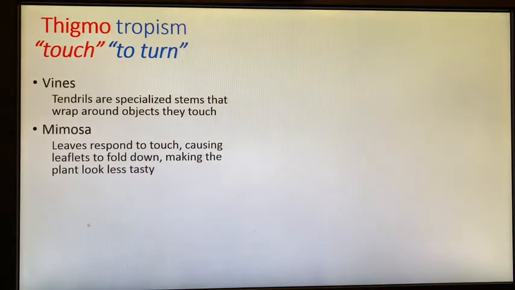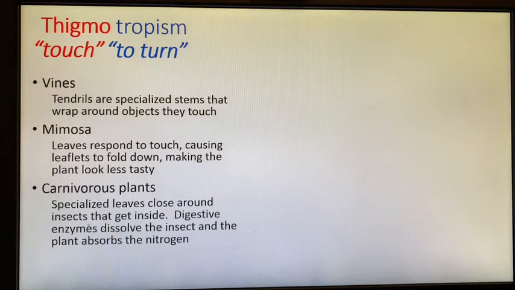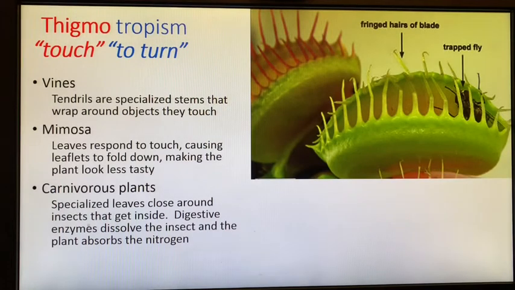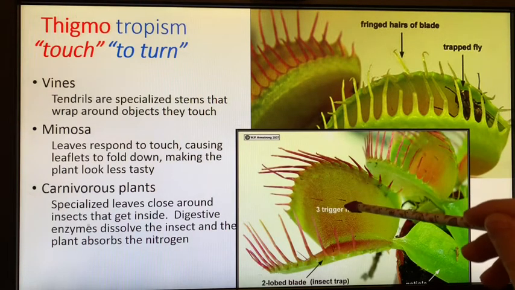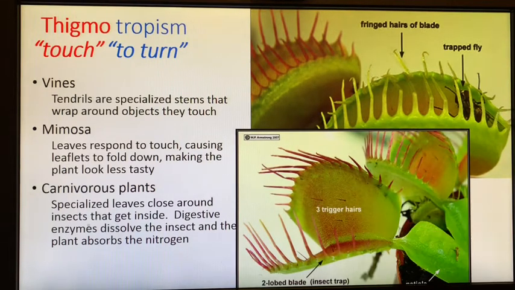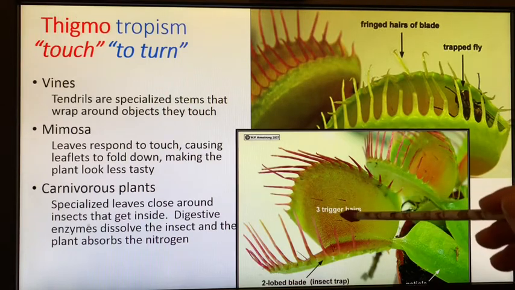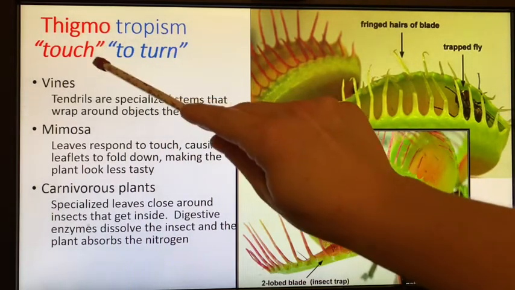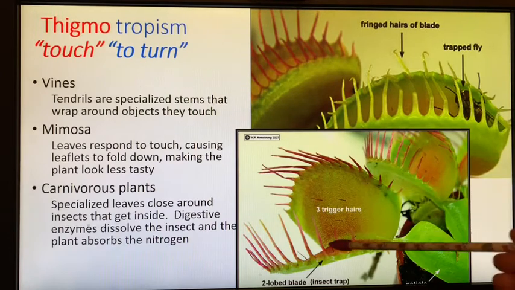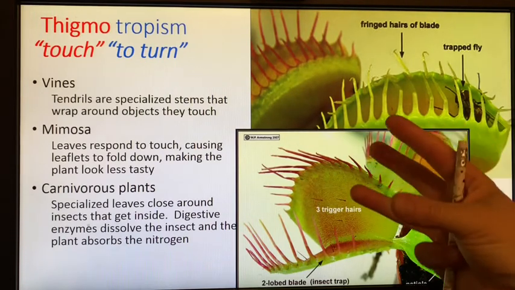All right, a third form of thigmotropism is carnivorous plants. These have specialized leaves that close around insects to digest them. So this is a Venus flytrap, and those are 2 leaves, and the fly gets trapped inside. So if you look at the inside, they have these 3 little hairs there. Those are called the trigger hairs. Those hairs, if they get touched, they cause these 2 leaves to bend in.